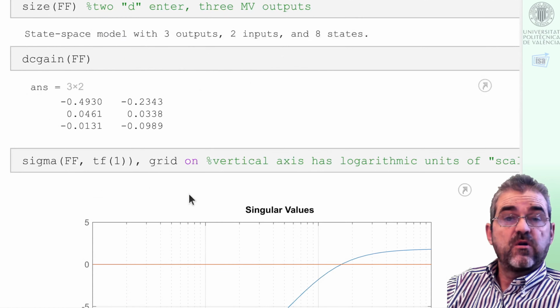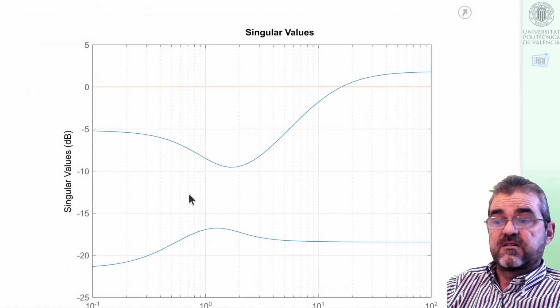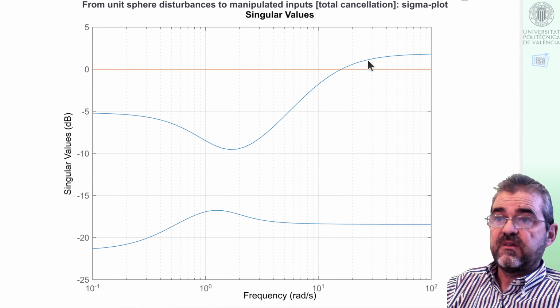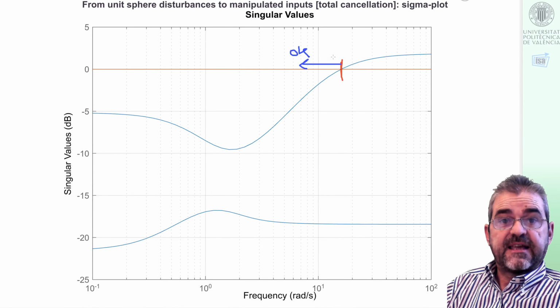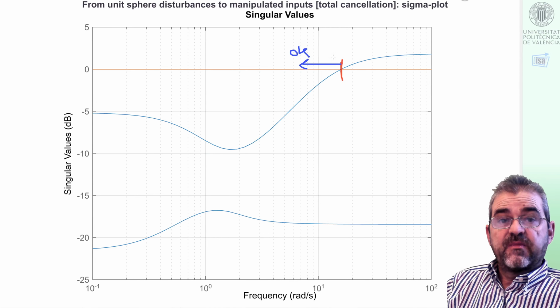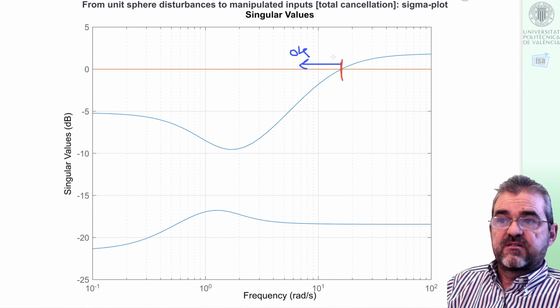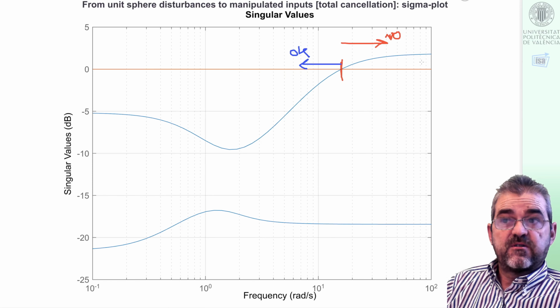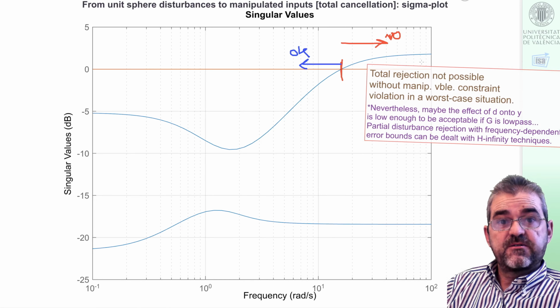Now if we analyze the whole frequency response, then the singular value plot in frequency tells me that we can totally cancel the disturbance effect if disturbance movement is slow, up to this 16-17 radians per second, because all manipulated variables have amplitude less than 1 while being able to totally cancel the disturbances. That does not happen from this frequency onwards, in which a worst case disturbance cannot be totally cancelled.